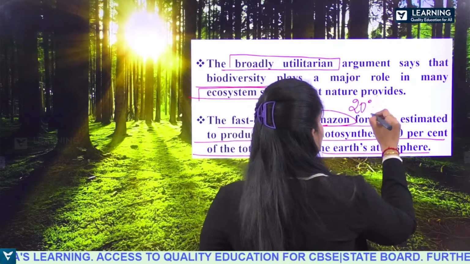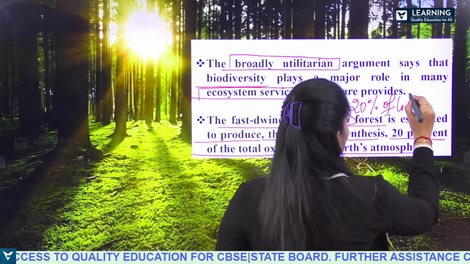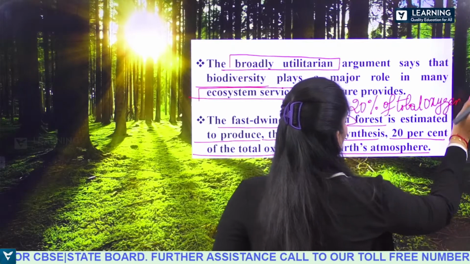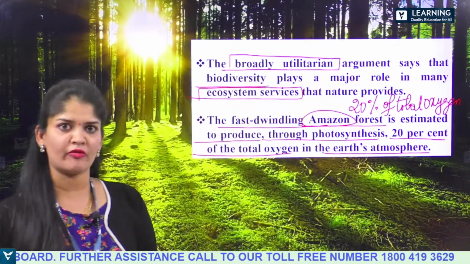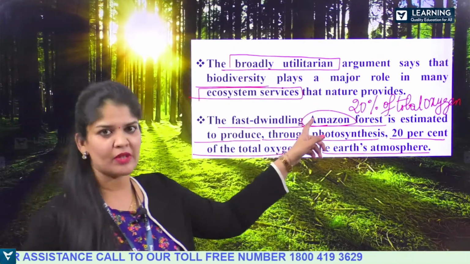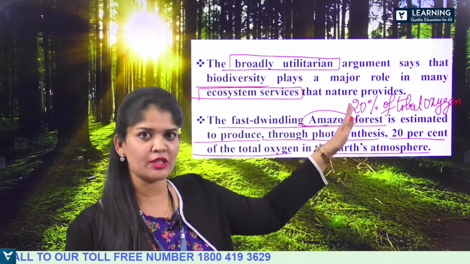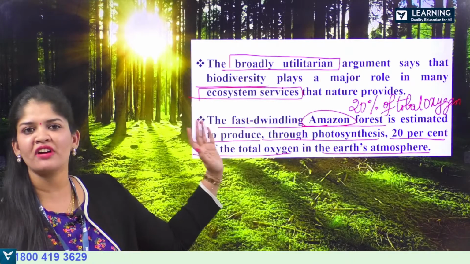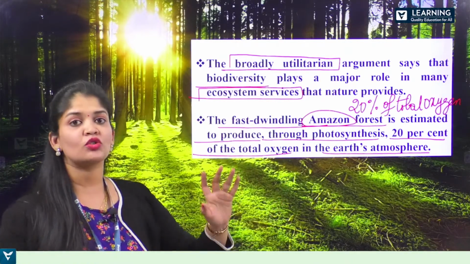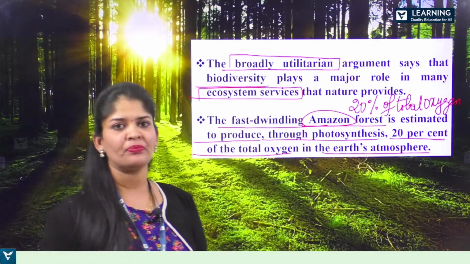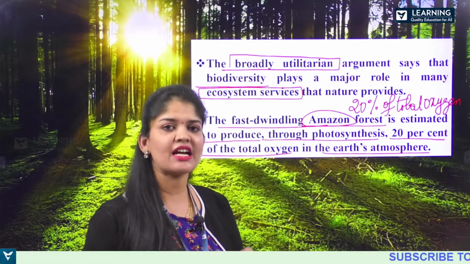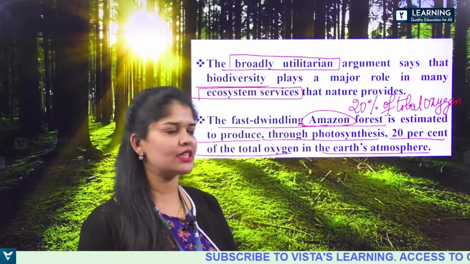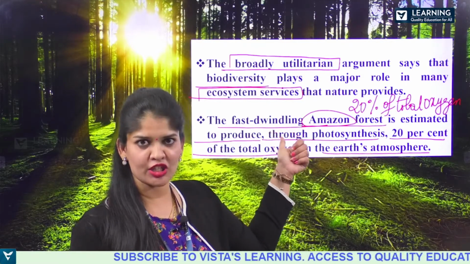20% of the total oxygen available in the Earth's atmosphere is coming from our Amazon forest. But what is happening to the Amazon forest right now? It is fast diminishing. It is undergoing fast dwindling nowadays. So it is our responsibility to decrease at least the rate. We can't stop it definitely. At least we can decrease the rate at which it is being diminished, right?